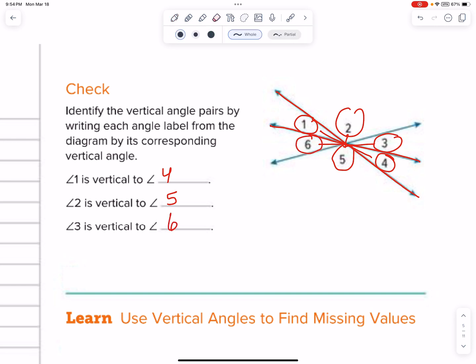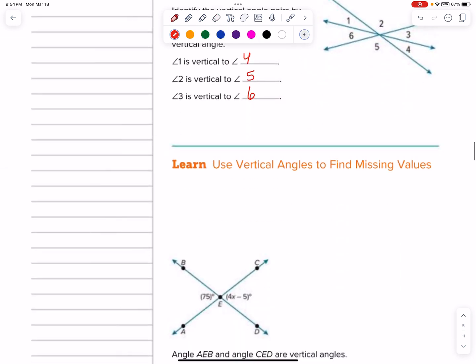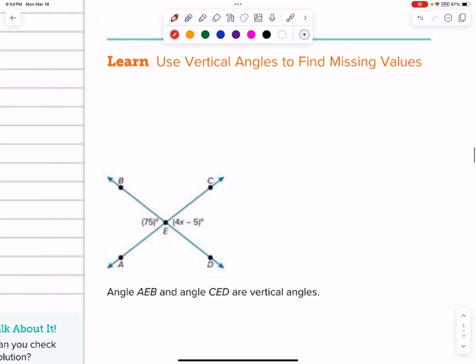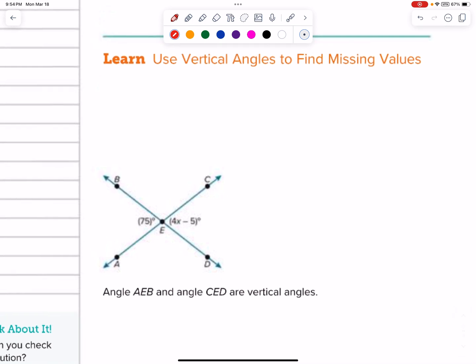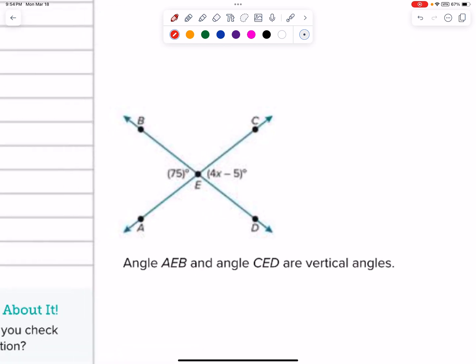Okay. So again, you can use those tips of drawing the X's to help you out if you don't see it easily. All right, so let's go ahead and kick it up a notch. We're going to use those vertical angles, okay, to help actually solve for X because we know things are true about vertical angles.